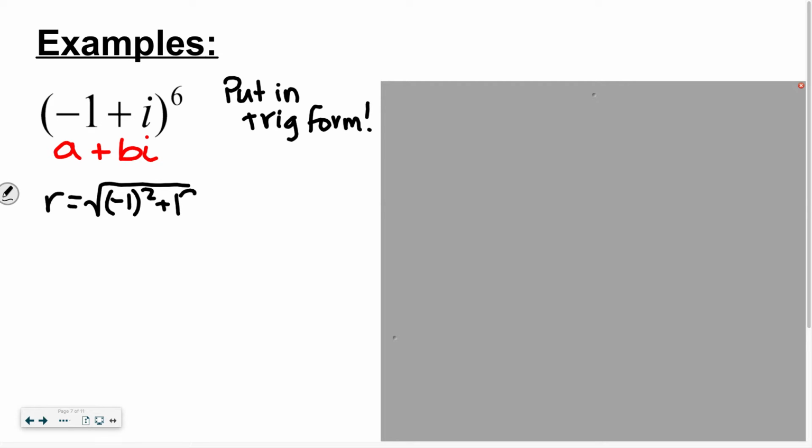So you guys did tangent inverse of 1 or negative 1, right? So on the same page you get negative 45. So if it's like negative 1, 1 would be in the second quadrant. So you add 180. If it's in the fourth quadrant, you add 360.